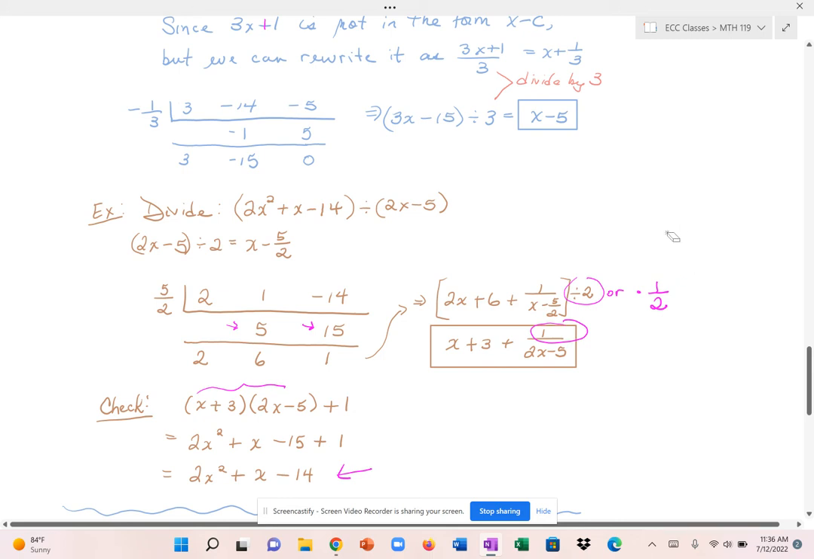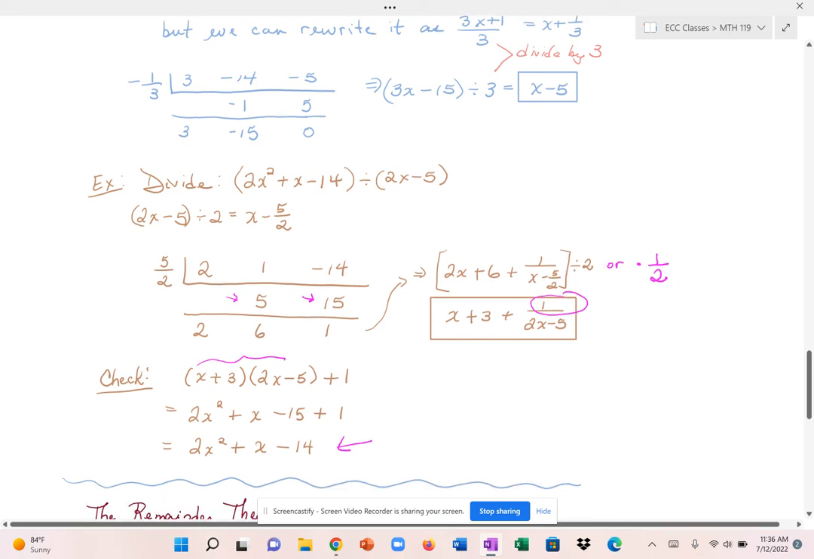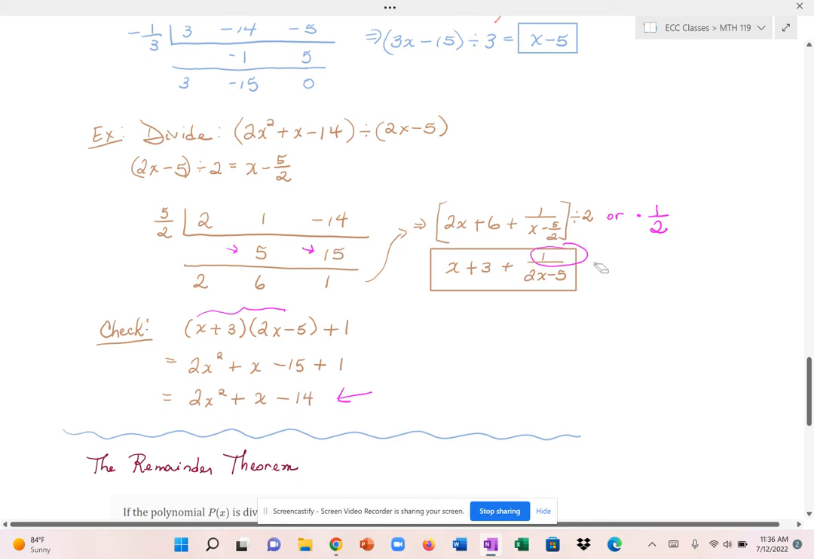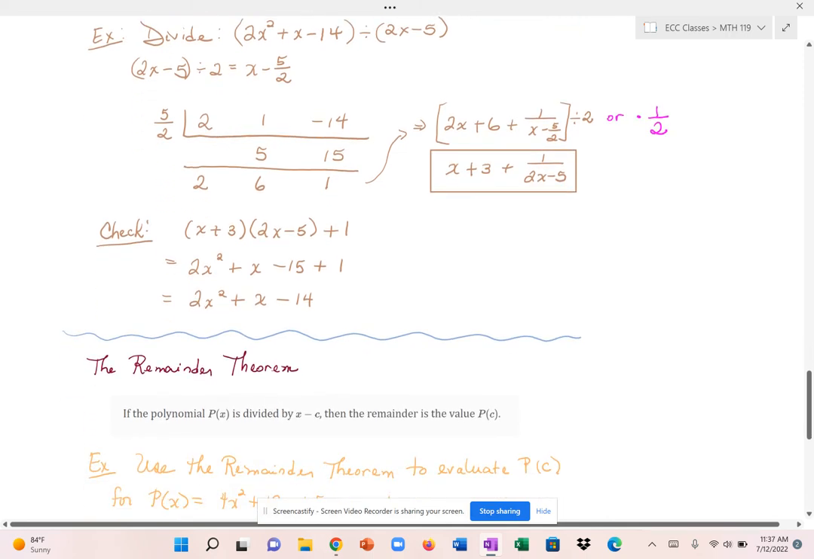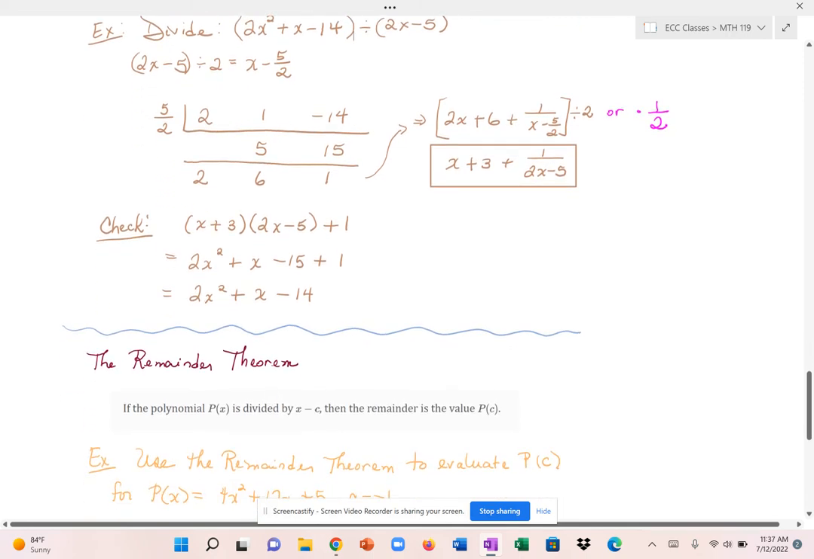Okay, so there is more to this lesson. We're going to learn a theorem called the remainder theorem. And with this remainder theorem, we can use long division or synthetic division to help us figure out this information. And so first, let me explain what the theorem says. If the polynomial p of x is divided by x minus c, then the remainder is the value of p of c. So whatever you get as a remainder, that is going to be the value of the original function, the dividend, at p of c.